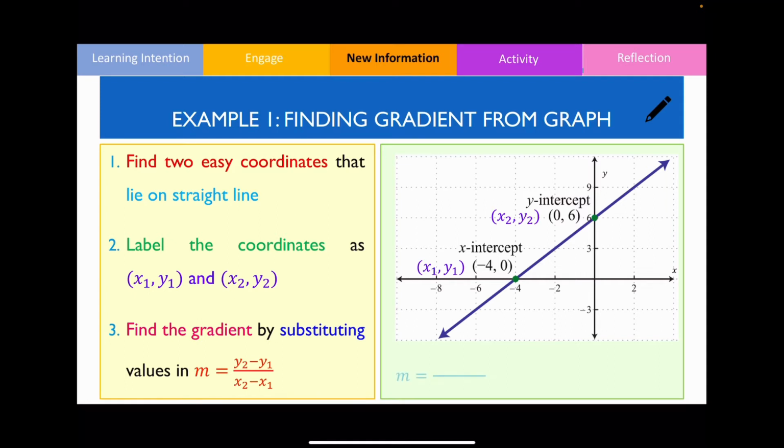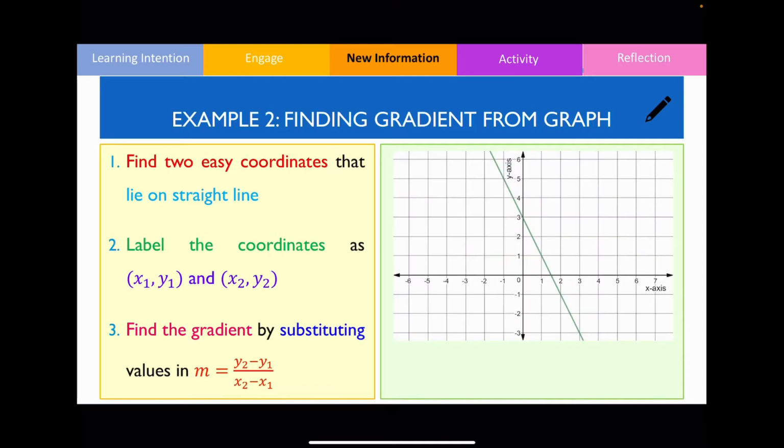And the last step is to therefore substitute these values into the formula to calculate my gradient. So in this example, y2 is 6 and y1 is 0. So therefore I'm going to write 6 minus 0, and then x2 in this case is 0. x1 is negative 4, so it's going to be 0 minus negative 4. Please be mindful of this because two negatives do make a positive, so your gradient in this case is going to be 6 over 4, which can be simplified to 3 over 2, which is the same thing as 1.5 in this case. Let's go through another example.